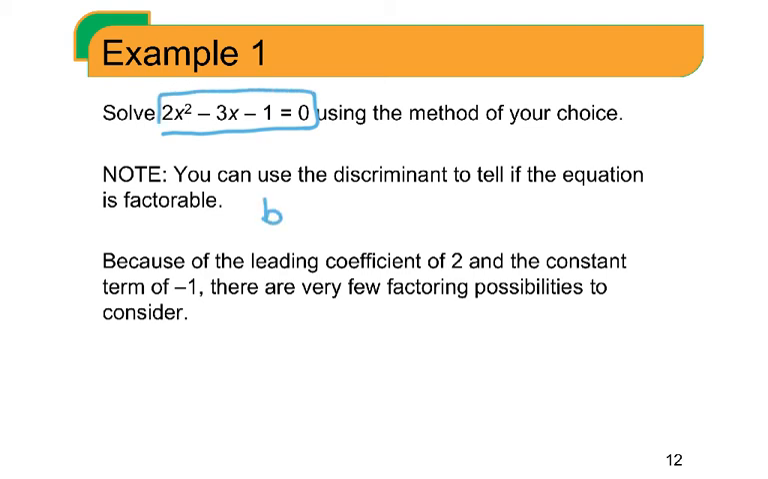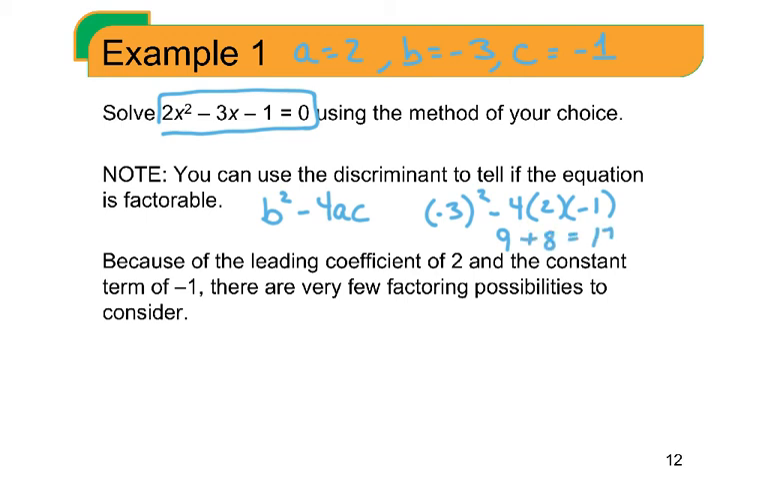What is the discriminant? B squared minus 4ac in this case. Well, a equals 2, b equals -3, c equals -1. So this will be b squared, -3 squared minus 4 times a times c. That's 9 plus 8 equals 17. This is not a perfect square, so it does not factor.